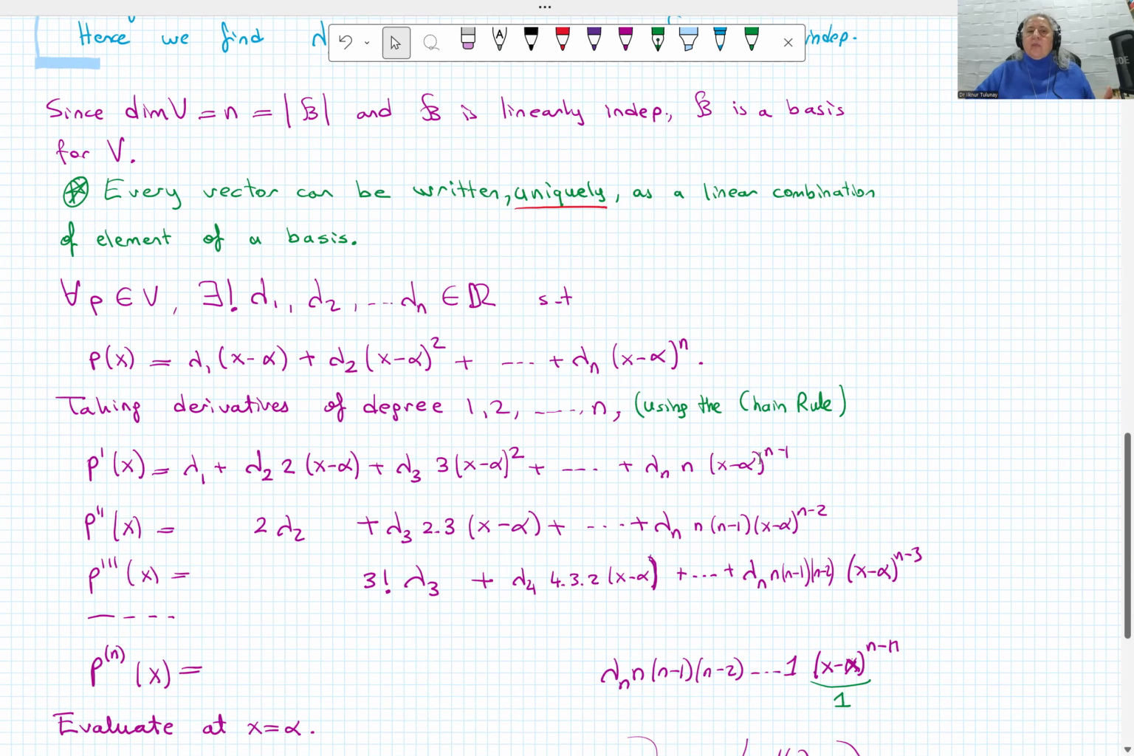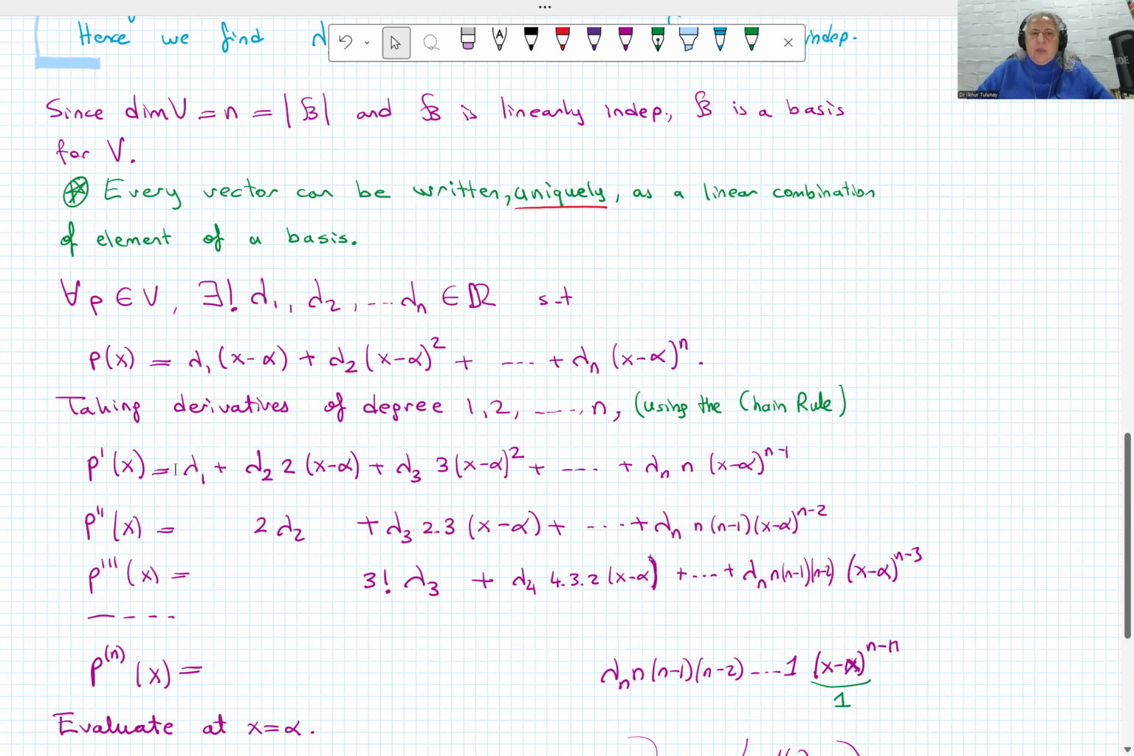Okay, this is a polynomial and we would like to find lambda 1, lambda 2, lambda n. I'm going to use derivatives. I will take the first degree derivative, second degree derivative, up to the nth degree derivative of this polynomial, using the chain rule, and we will try to find out what the coefficients are.